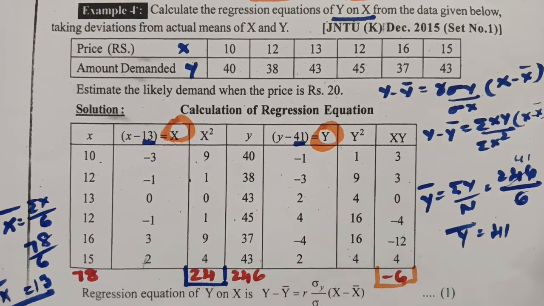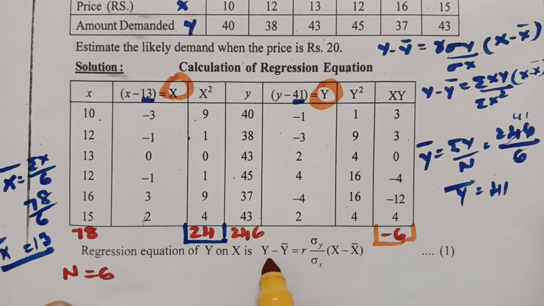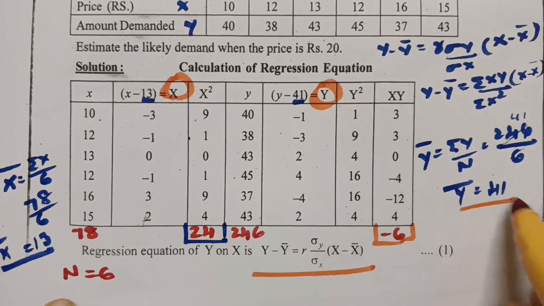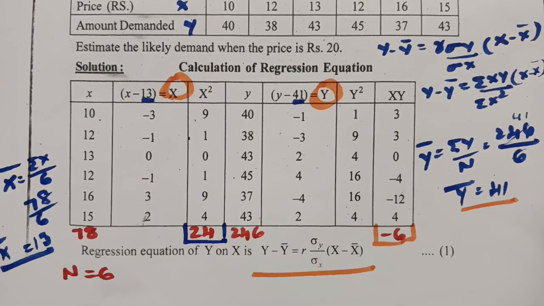Now what do we have to calculate? The regression equation of y on x, that is y minus y bar is equal to r into sigma y by sigma x into x minus x bar. Now I am going to substitute every value here. What is y bar here? Y bar is 41. What is x bar here? X bar is 13.